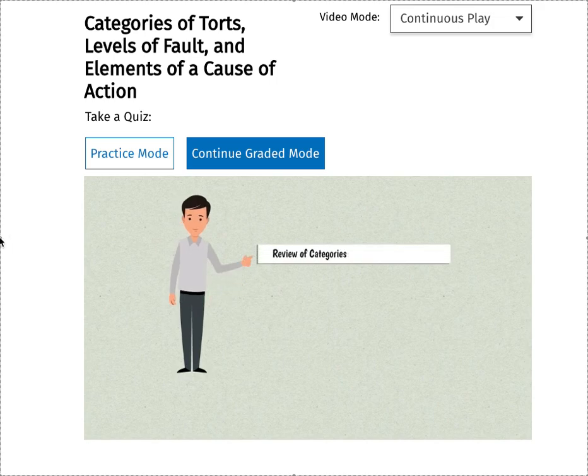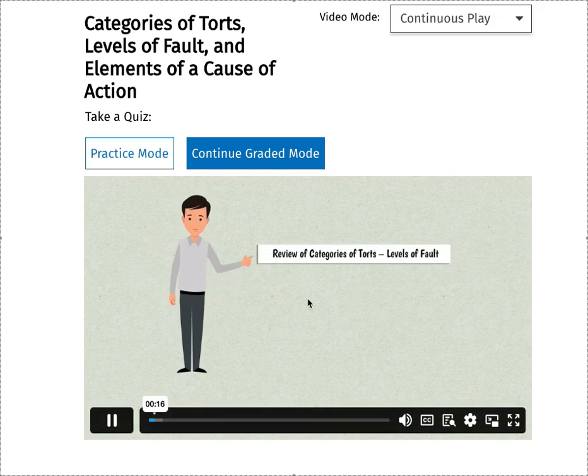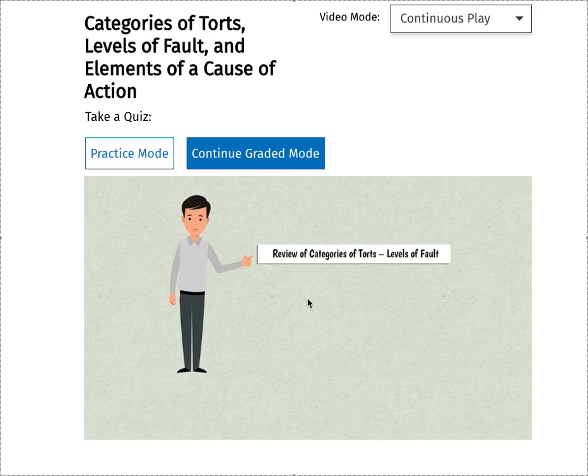Greetings, Torts scholars. This review provides a brief introduction to the standard classification of tort claims by the level of fault that the plaintiff must prove and the basic concept of the elements of a tort cause of action.